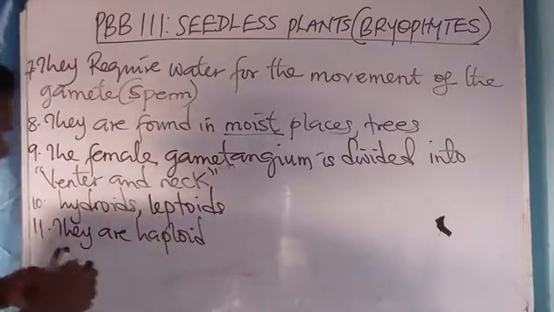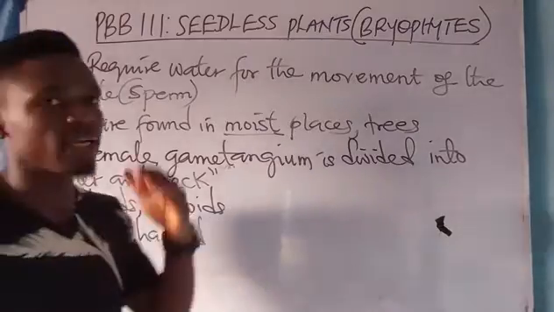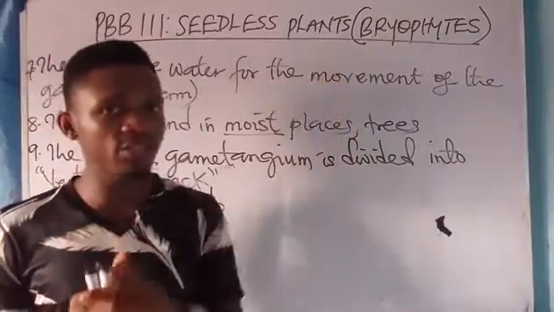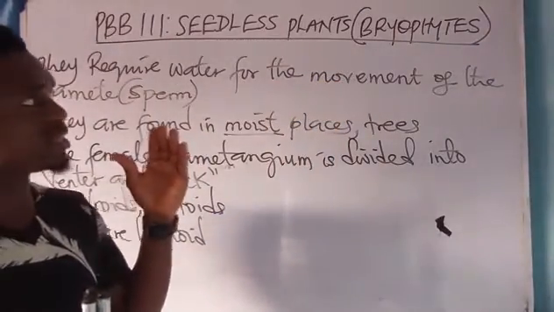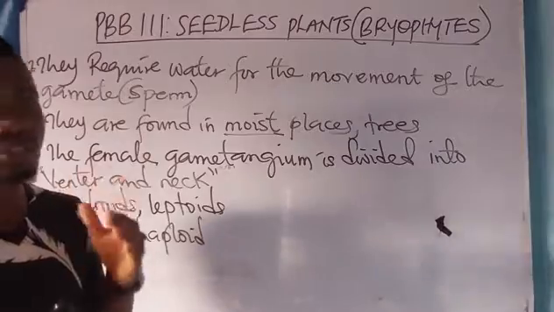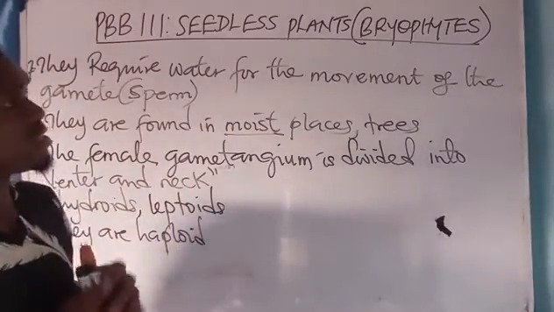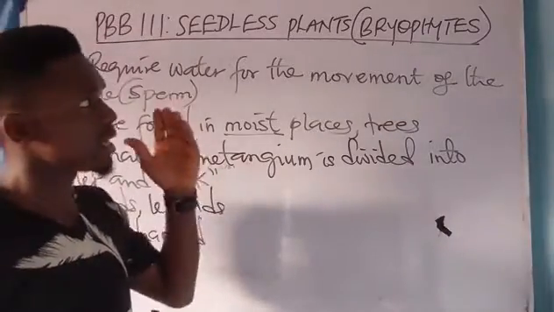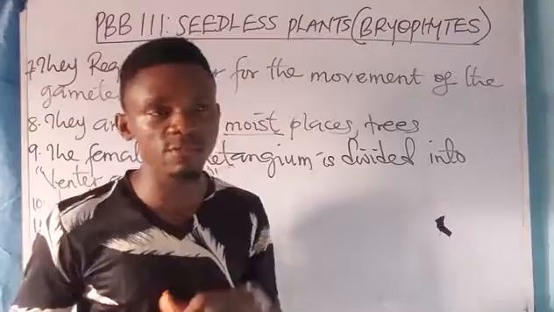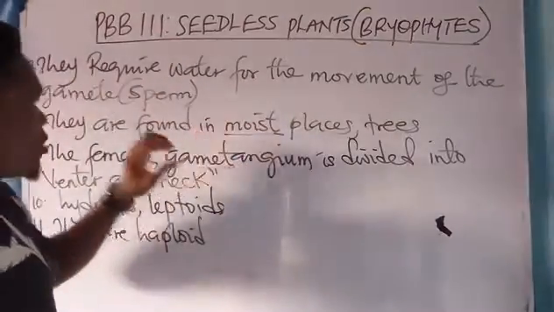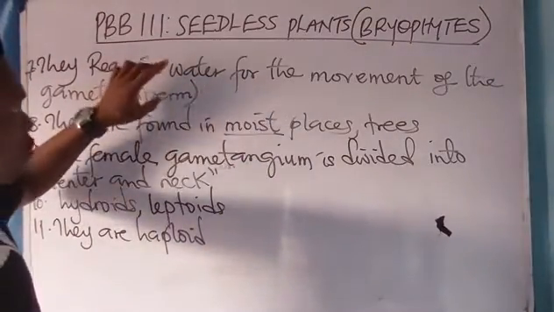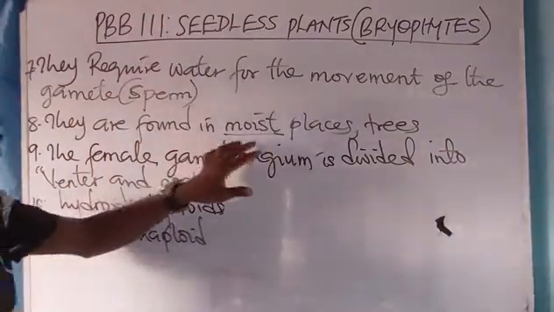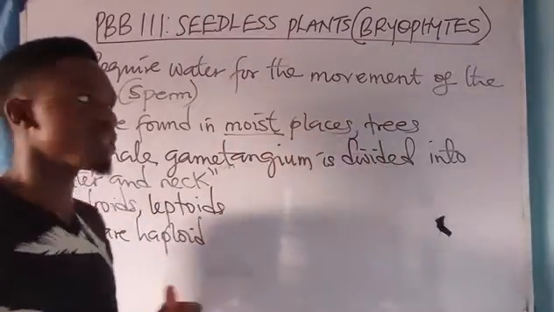Don't forget, I said that in bryophytes the dominant stage is the gametophytic stage, while the recessive stage is the sporophytic stage. The reverse is the pteridophyte, which means that the sporophytic stage is dominant, while the gametophytic stage is recessive. Please take note of these features. Water is needed for movement of the sperm to enhance fertilization. They are found in moist or wet places. Some are also found in trees.